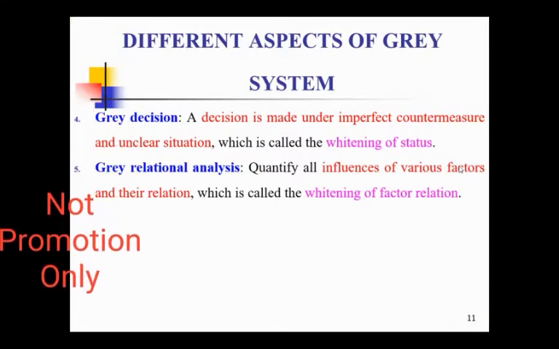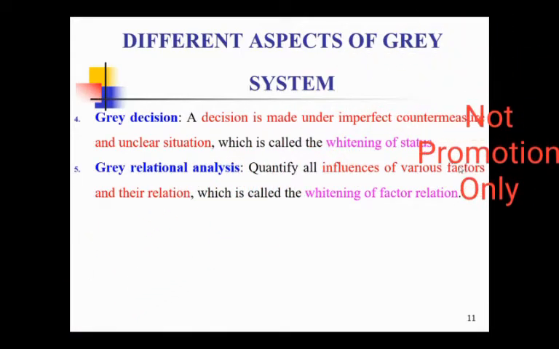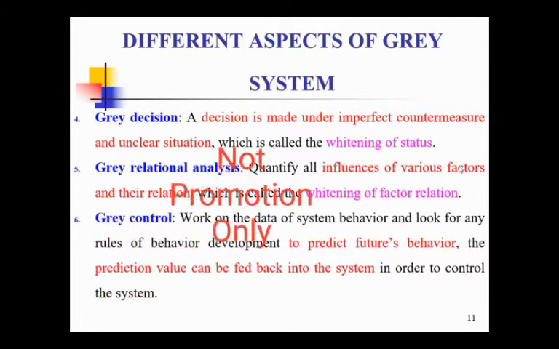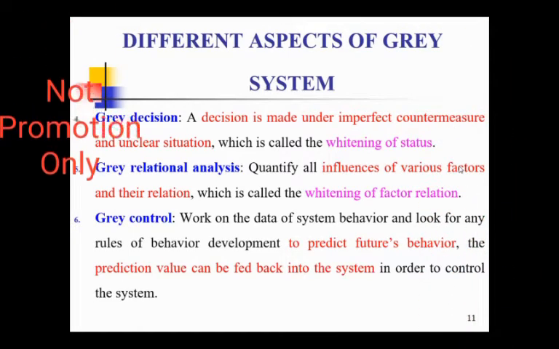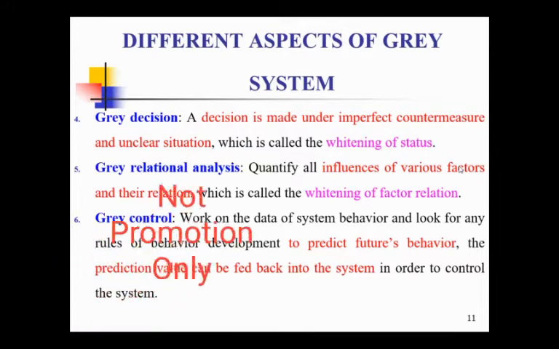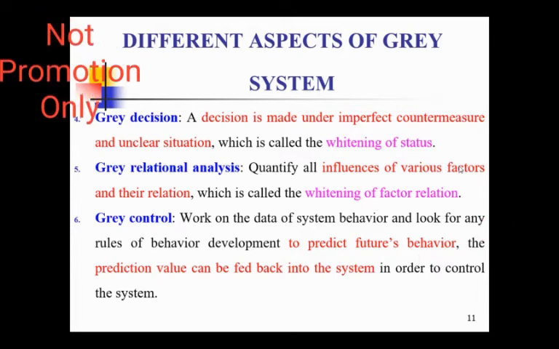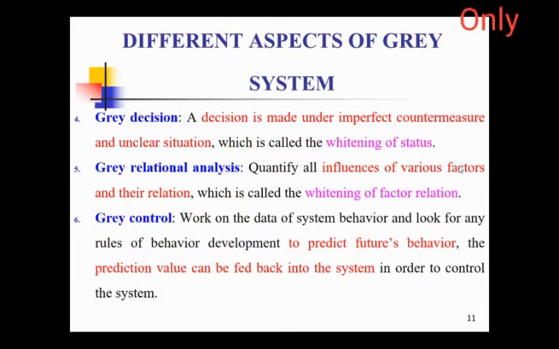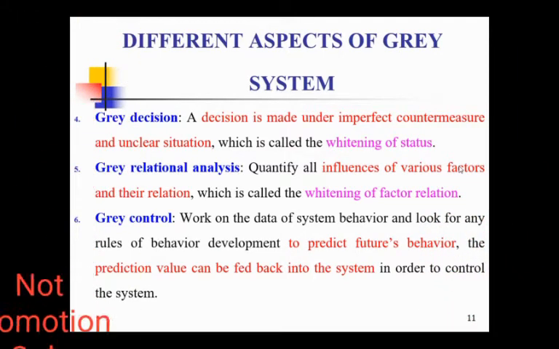So we have to quantify the influence of the selected parameters and also their relations, and this is known as grey factor relation. Then we come to the term grey control. How a system is going to behave, so that we can predict the future behavior, so that these prediction values can be fed into the system, so that we can control the system. So this is like a closed loop system.